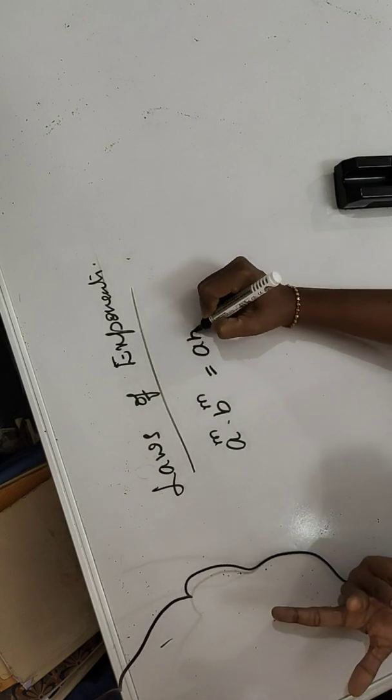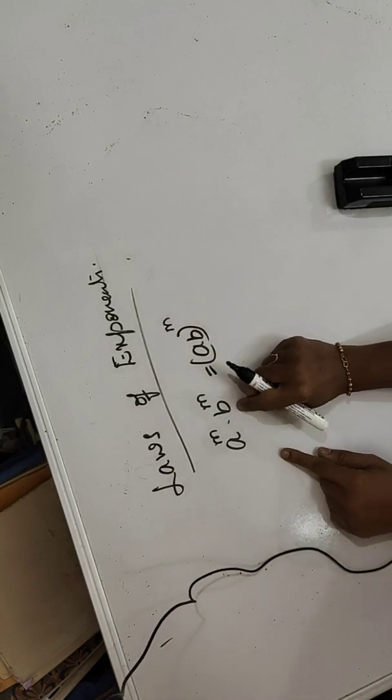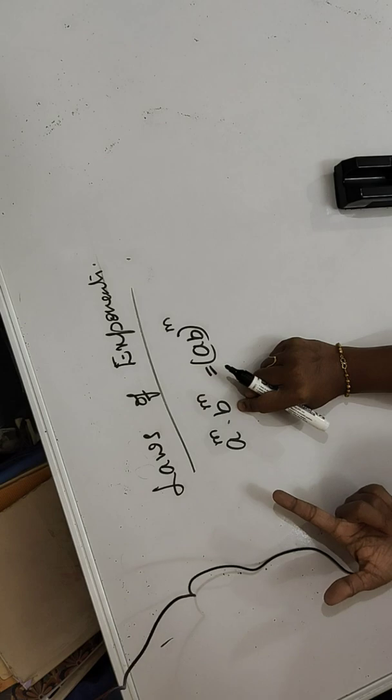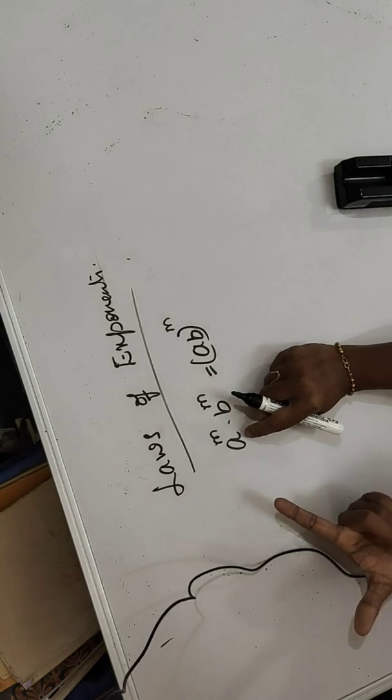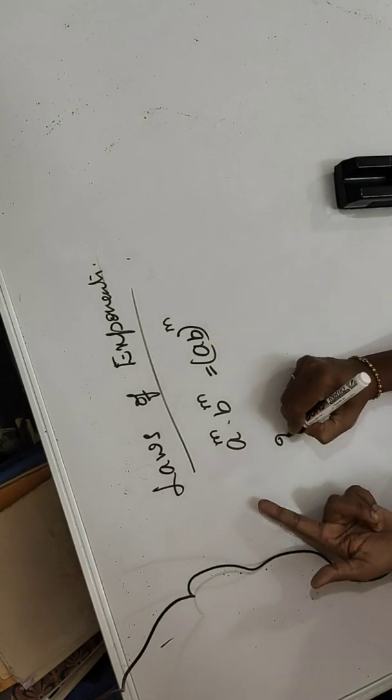So a to the power m means the bases you have to multiply. When the bases are the same and the powers are different, we have to add. Now, when the bases are different and the powers are the same, we have to multiply the bases.